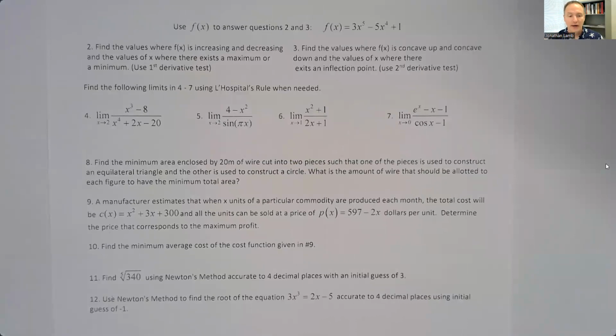Now, for the optimization problems, you'll have a geometric optimization where I'll tell you that you have a certain length of wire. In this case, it's 20 meters of wire that you're going to be cutting into 2 pieces. One of the pieces will be an equilateral triangle. The other piece is either going to be a circle, as it is in this problem, or I could switch up the problem and make the other object a square. In every problem, the first object will be the equilateral triangle. Now, I'll be asking what amount of wire should be allotted to each figure to have the minimum total area.